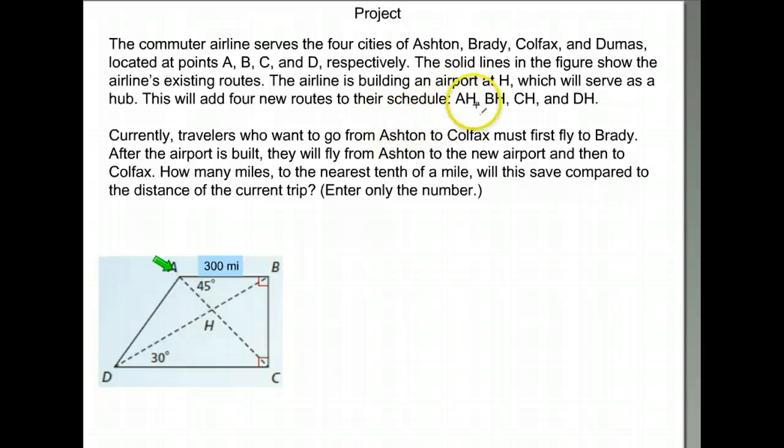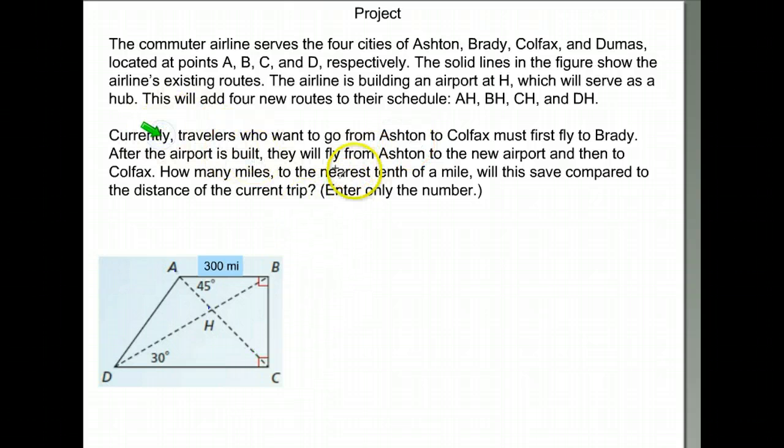The solid lines in the figure show the airline's existing routes. So right now, to get from A to C, you have to fly from A to B and then B to C. The airline is building a new airport at H so that you can go from A to H to C and go straight through rather than having to fly around to B. And it says this will add 4 new routes.